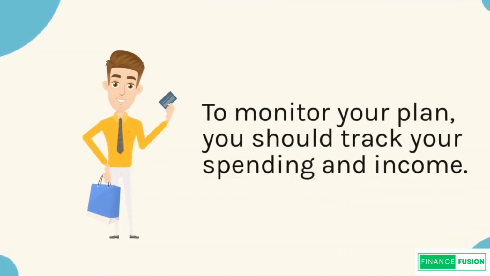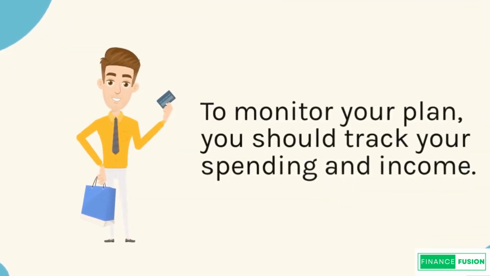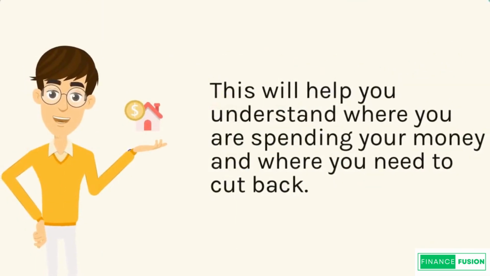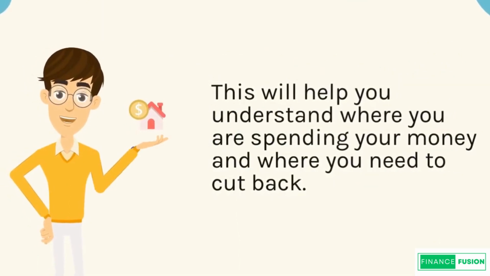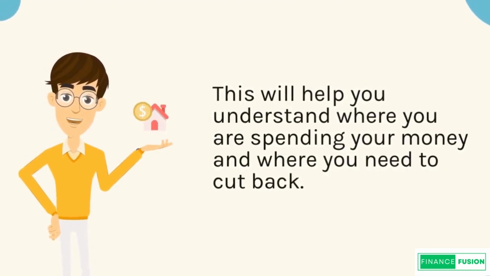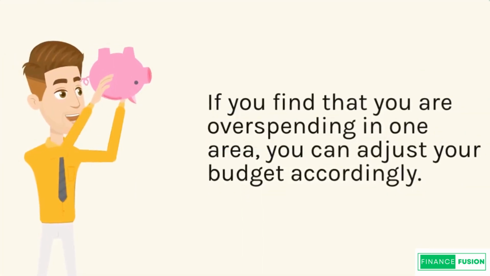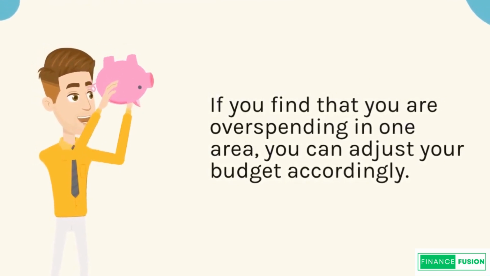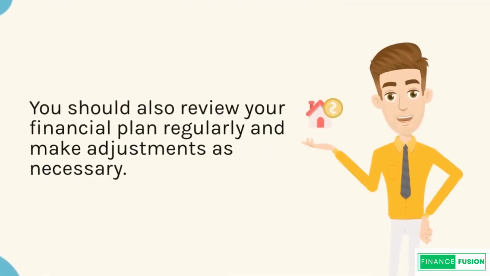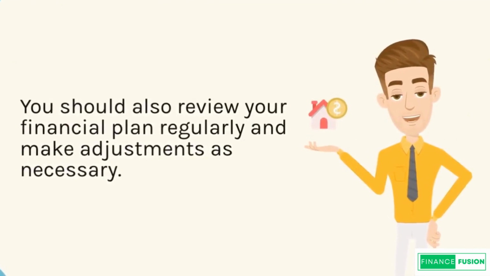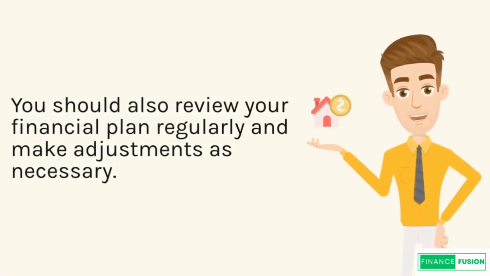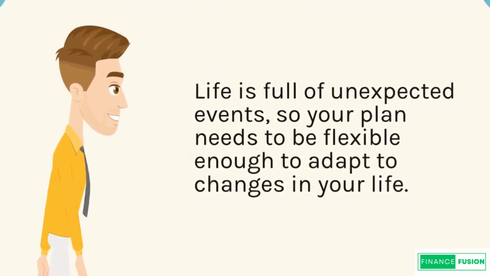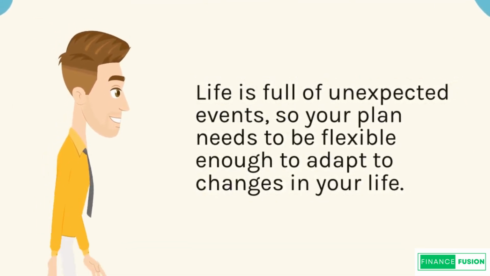To monitor your plan, you should track your spending and income. This will help you understand where you are spending your money and where you need to cut back. If you find that you are overspending in one area, you can adjust your budget accordingly. You should also review your financial plan regularly and make adjustments as necessary. Life is full of unexpected events, so your plan needs to be flexible enough to adapt to changes in your life.